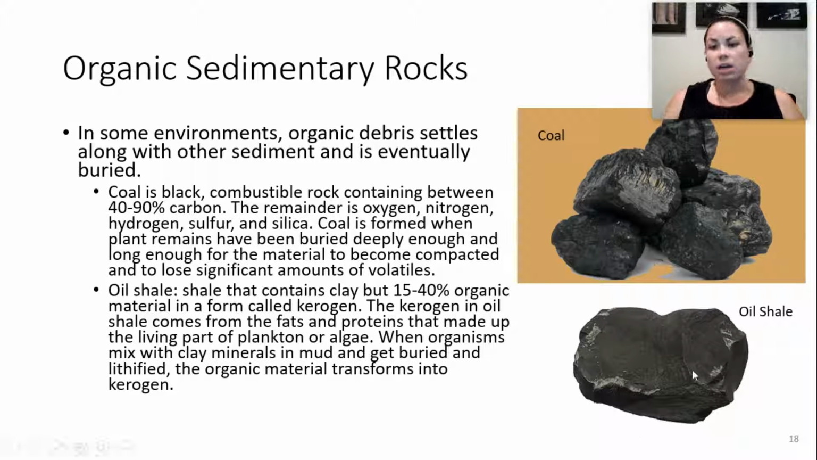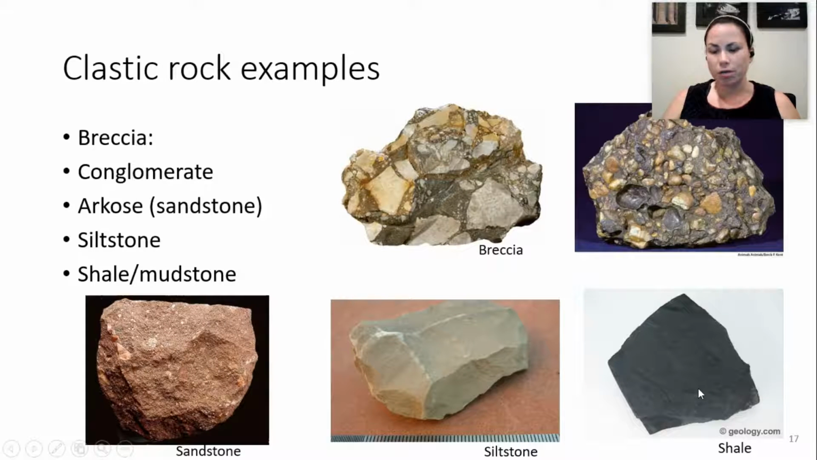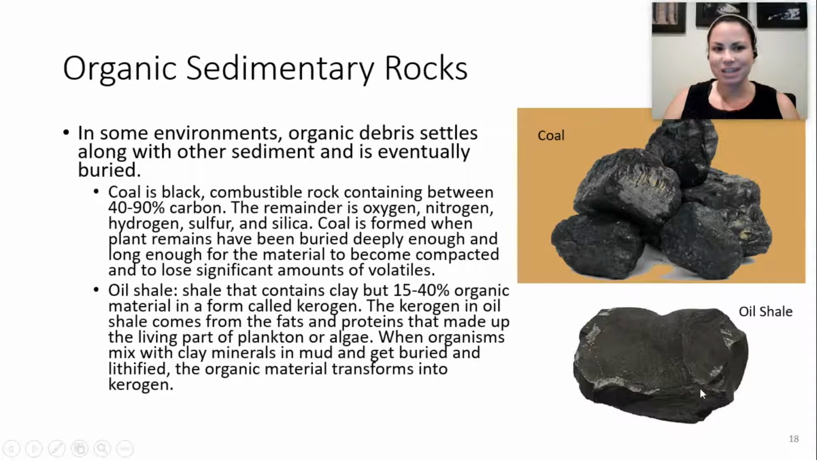In contrast, down below, we have the oil shale. So in the previous slide, I showed just a normal shale. Well, what's the difference between a shale and an oil shale? A shale contains clay, but an oil shale has 15 to 40% organic material called kerogen. The kerogen in oil shale comes from the fats and proteins that made up the living part of plankton or algae or other little critters. And when these organisms mix with the clay minerals and mud, they get buried, lithified, and then the organic material forms into kerogen or oil.